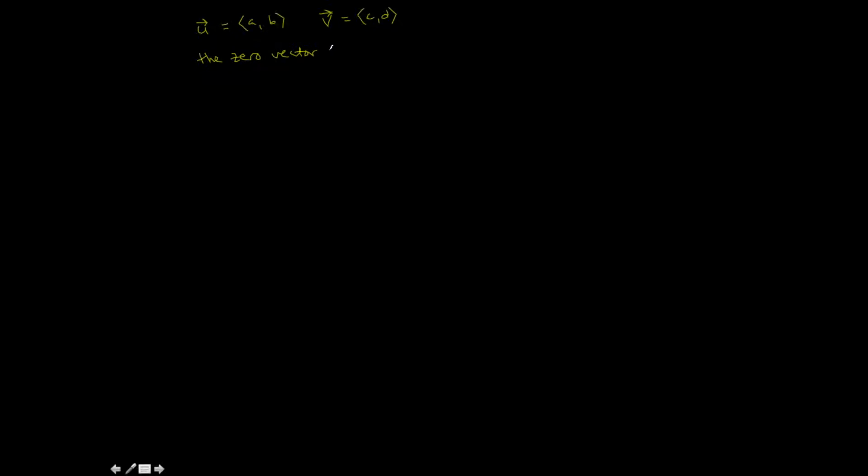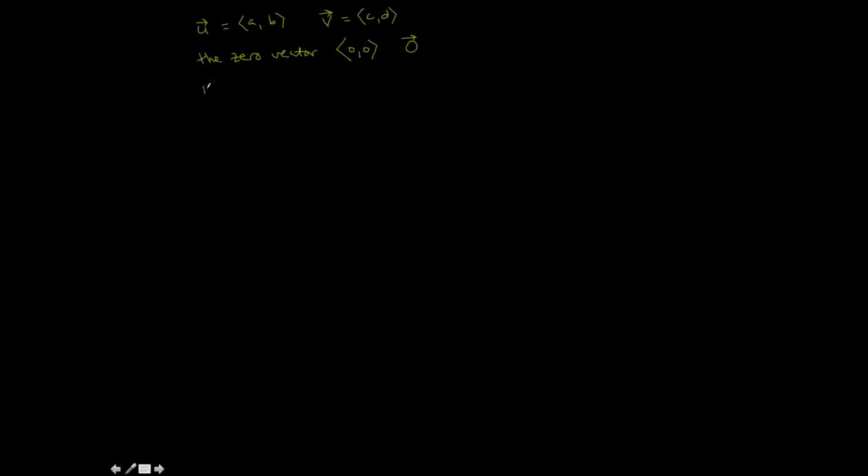The zero vector is just the vector at 0, 0. And it's denoted by this. We just write 0 with a vector over it. That is the zero vector. That's the shorthand for the zero vector.